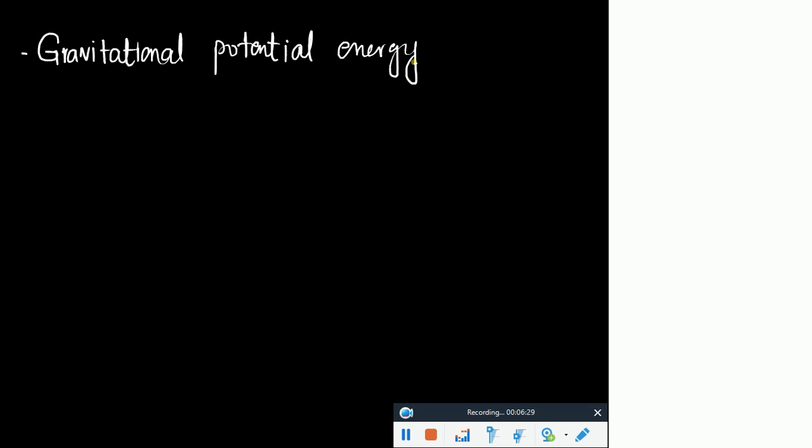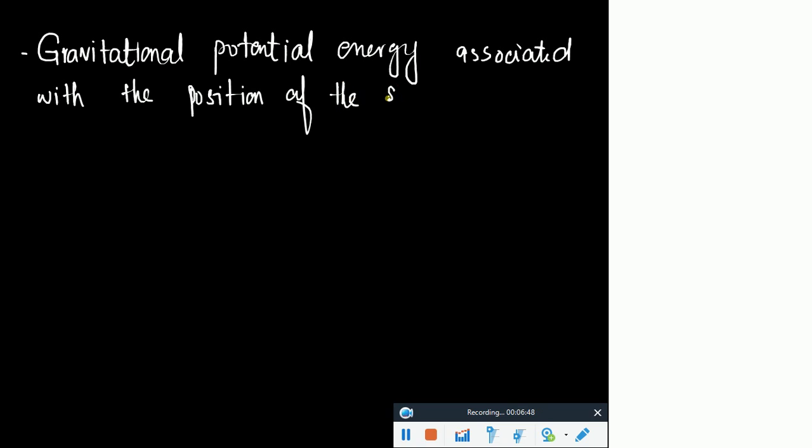So gravitational potential energy, again, that is associated with the system, associated with the position of the system. Again, as a whole, we won't be talking about the position of a molecule in a gravitational field. We would be talking about the whole system in Earth's gravitational field.